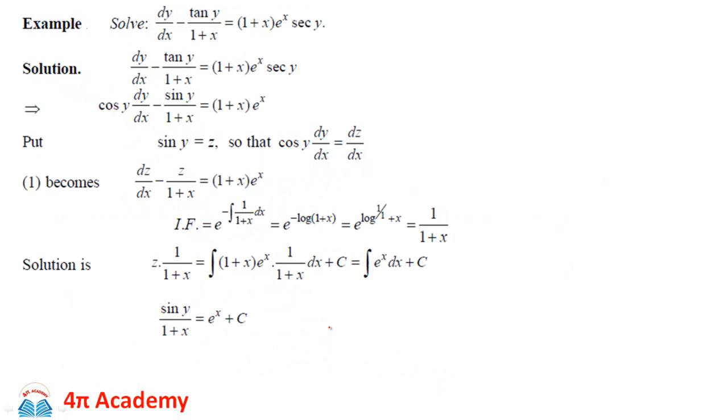Now let us take one more problem. Solve dy by dx minus tan of y upon 1 plus x, and this is equal to 1 plus x into e raised to power x sec of y. So now we want to eliminate this factor, and therefore let us divide this, because it is not in the form of a linear differential equation. So you have to reduce this as a first step. You have to reduce this in the form of a linear differential equation.